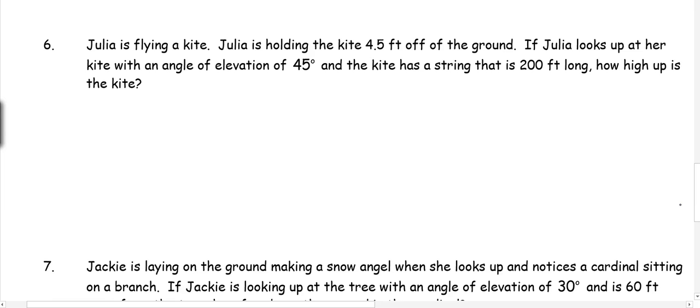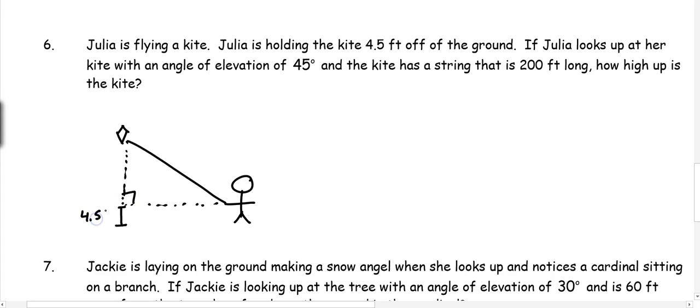Number 6, Julia is flying a kite. Julia is holding the kite 4.5 feet off the ground. If Julia looks up at the kite with an angle of elevation of 45 degrees and the kite has a string of 200 feet long, how high is the kite? So here's Julia holding her kite. So I'm going to make a triangle with this. Now I know she's holding it 4.5 feet off the ground, which we're going to use at the end. Now I'm just going to look at the triangle right now.